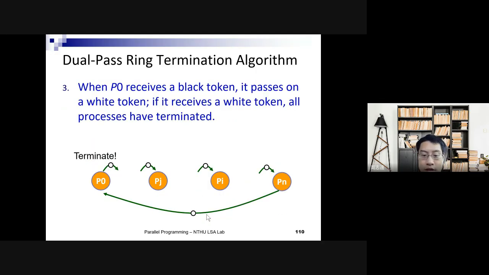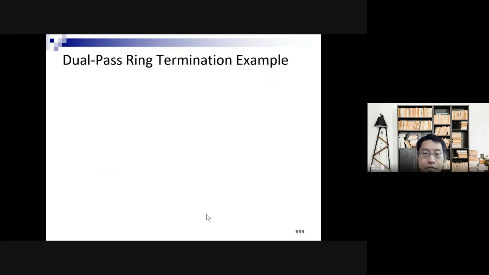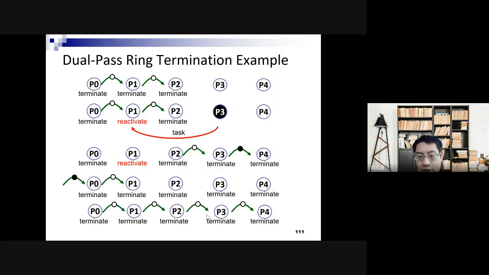All right. So as we said, the only possibility that P0 can receive a white token is that everyone reached the local termination condition and no reactivation occurred in the whole process. That meets both requirements we mentioned. This is a complete end-to-end, step-by-step illustration of the algorithm, so you can trace it yourself and see what happened.